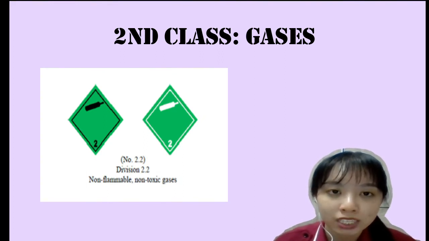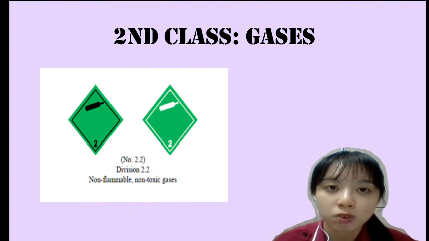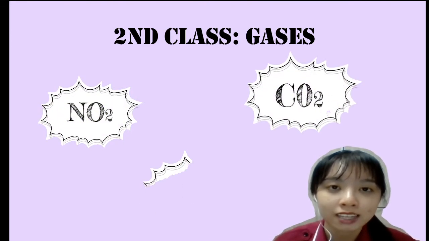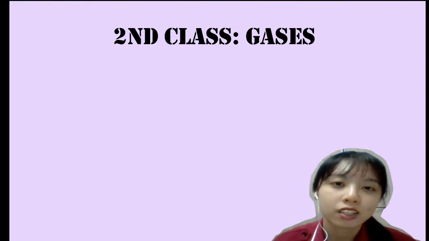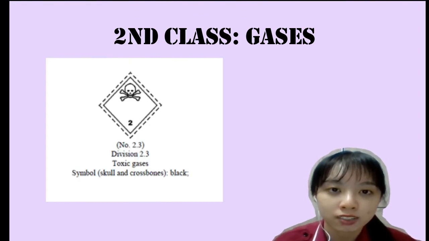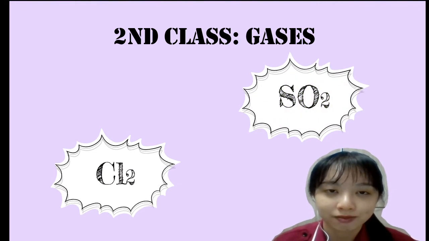These gases are mostly asphyxiants, which replace the oxygen in the atmosphere, or oxidizing gases that contribute oxygen to a fire. Examples of gases in this group include nitrogen, carbon dioxide, and oxygen. We come to the last group, which is toxic gases. These gases are known to be or are suspected of being toxic or corrosive. Examples of these gases are chlorine and sulfur dioxide. That's all from me. Thank you.